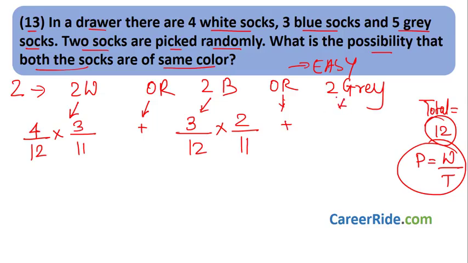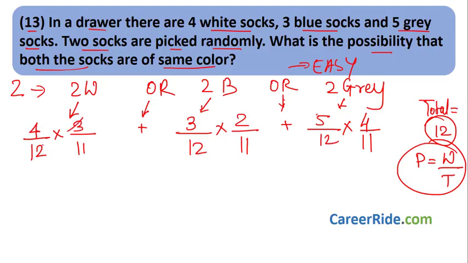Now I choose the grey socks. Choose the first grey sock. How many grey socks are there? 5. So the choices are 5 grey socks. I want grey, and 5 grey socks are there, divided by 12, into 4 by 11.